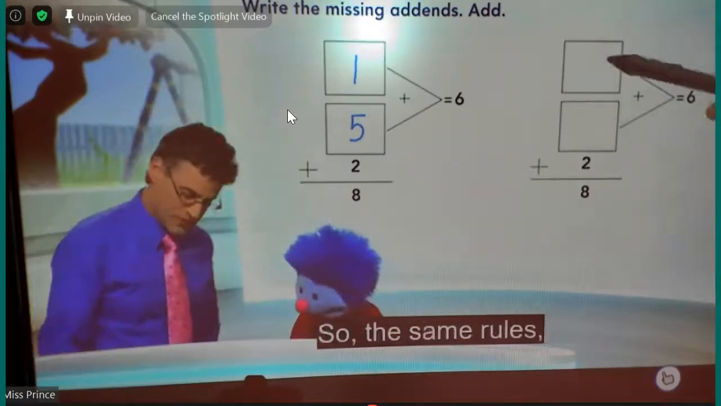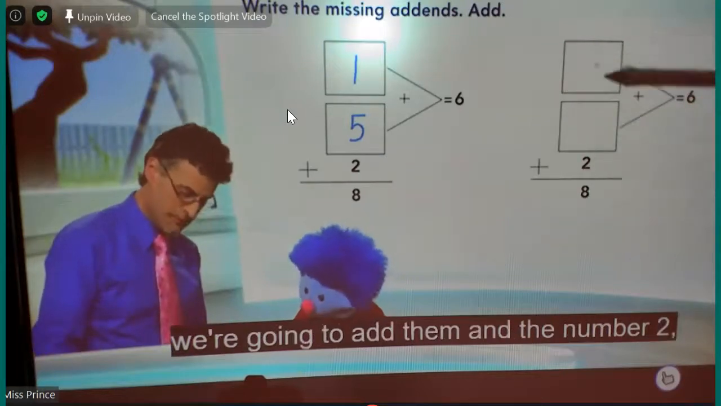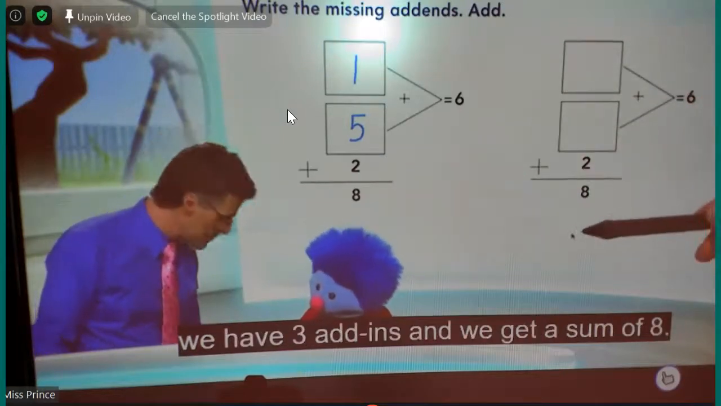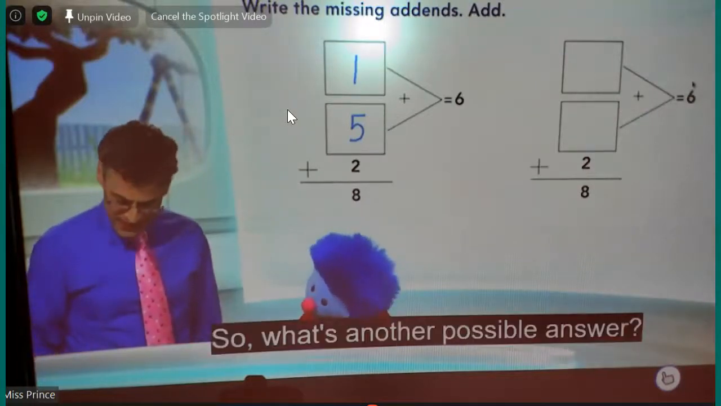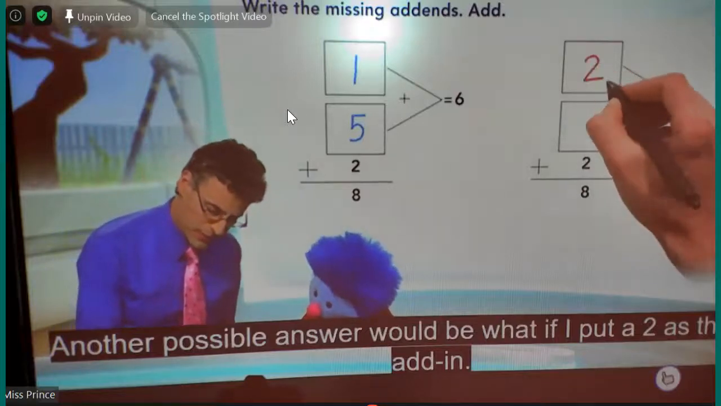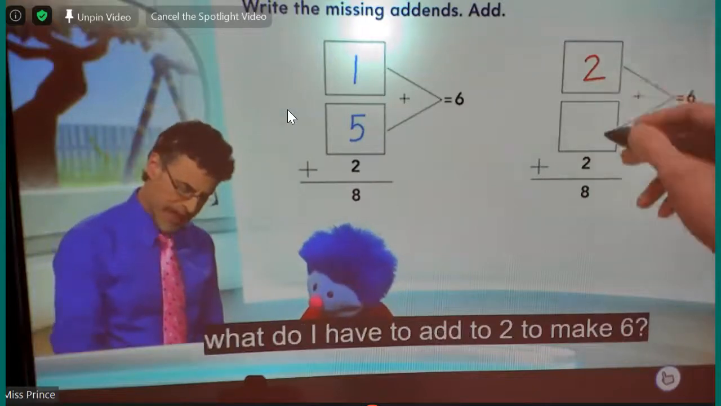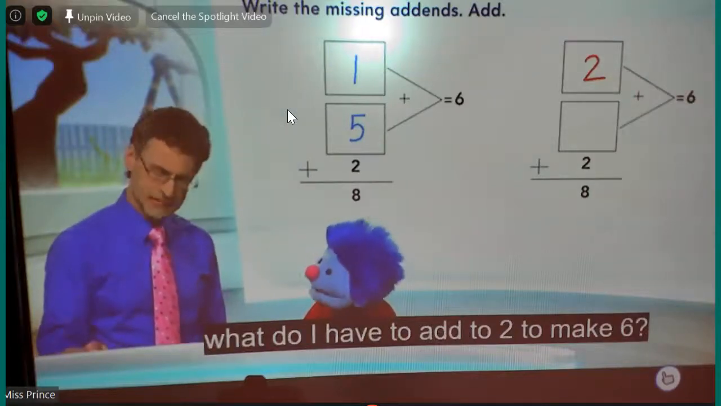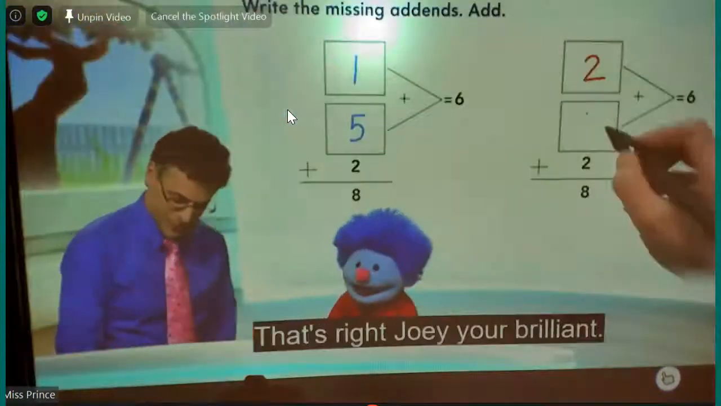So the same rules. We have 2 mystery numbers. We're going to add them and the number 2. We have 3 add-ins, and we get a sum of 8. We know the first 2 add up to give 6. So what's another possible answer? Well, what if I put a 2 as the first add-in? Now, what do I have to add to 2 to make 6? That would be 4. That's right, Joey. You're brilliant.